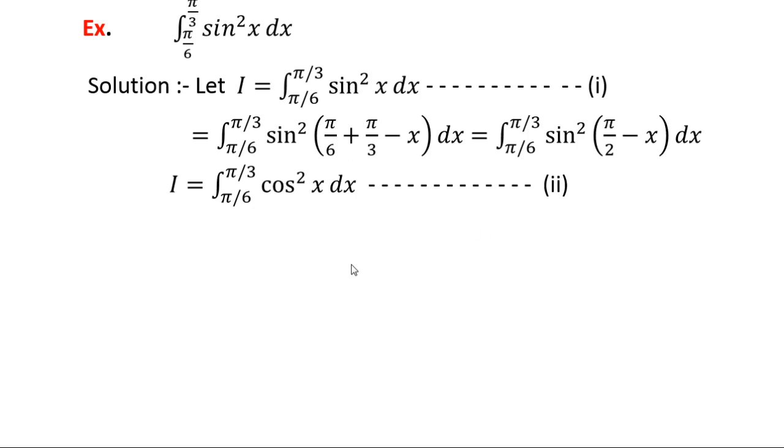So we add these two integrals now. I will add equation number 1 and equation number 2.